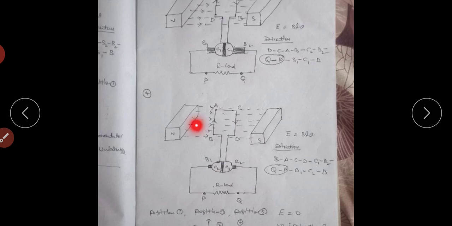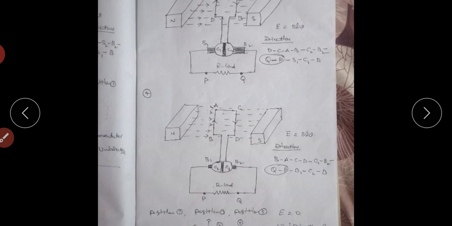In position 4 the conductors are moving perpendicular to the magnetic field, so theta equals 90 degrees. The dynamically induced EMF, E equals BLV sin 90. Sin 90 equals 1, so E equals BLV. Now find the current direction by using Fleming's right hand rule.